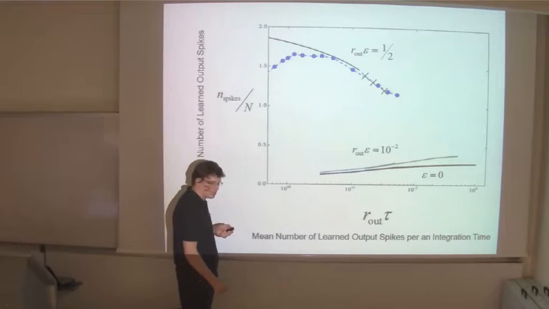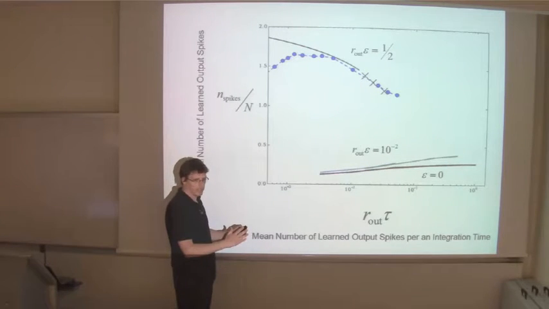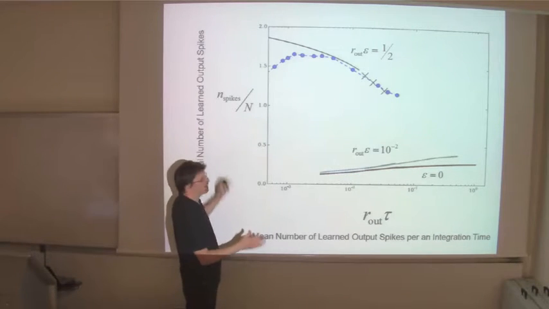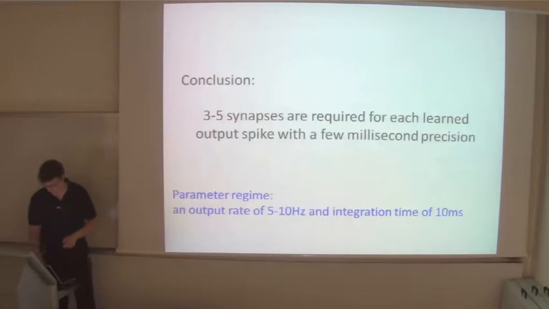Okay, so I have a constant output firing rate, R out, and then I try to learn 500 seconds. If R out is 1 hertz, then this is n spikes equals 500. So it's completely equivalent.